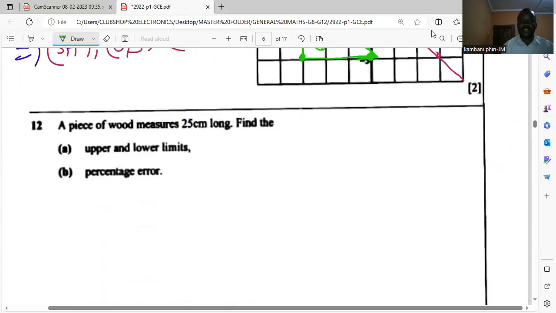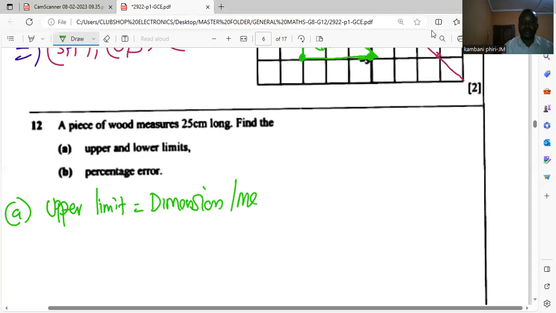A piece of wood measures 25 centimeters long. A, find the upper limit. So we're going to say upper limit is equal to the dimension given, or measurement, plus absolute error.